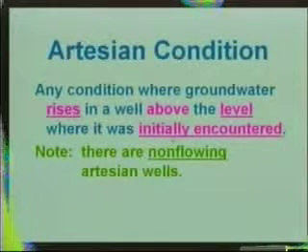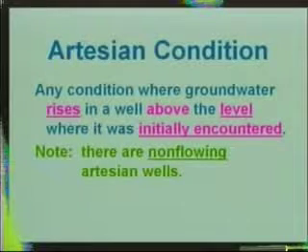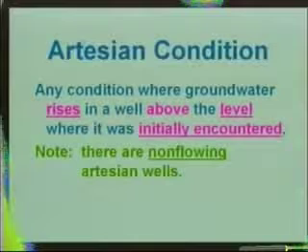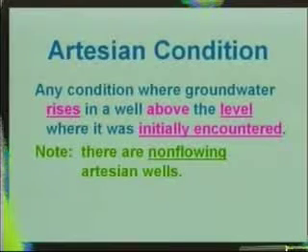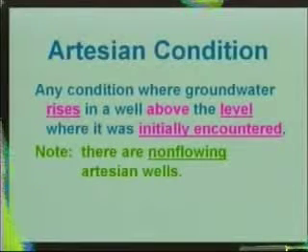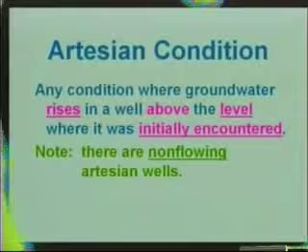All right. Opened with an artesian well. What's an artesian condition to make an artesian well? Well, an artesian condition is any condition where groundwater rises in a well above the level where it was initially encountered. And you go, what? Well, let's go write that down. Focus on the terms in red. It rises above a level where it was initially encountered.